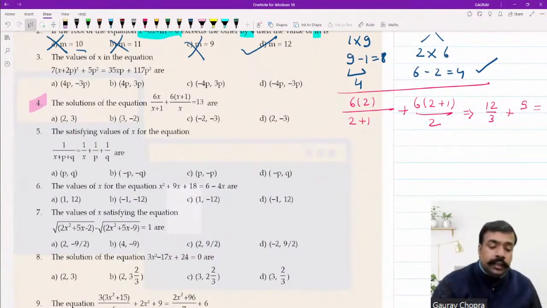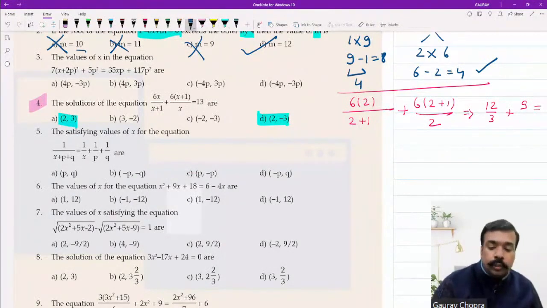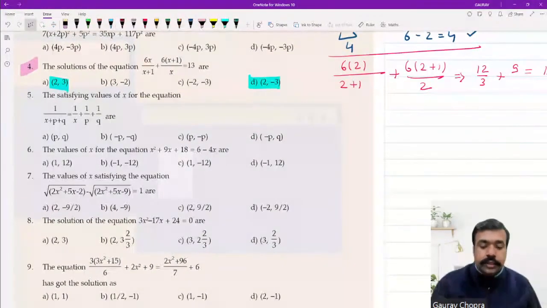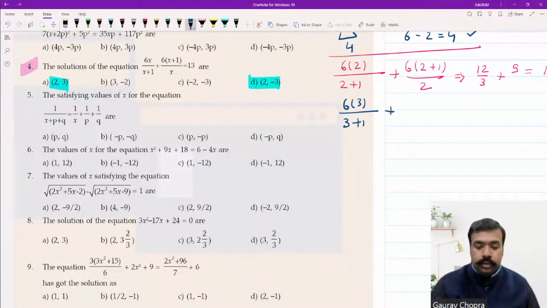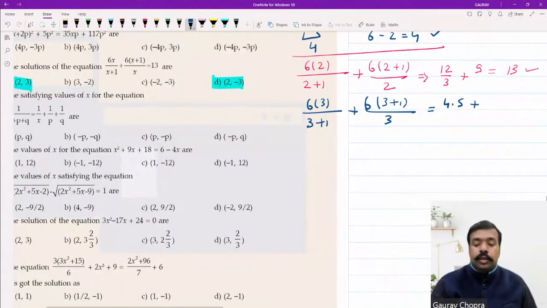Either 3 or minus 3, because we are having two options with 3. One is 3, another one is minus 3. So let us check with 3 first. That is, we are checking option number A only. So 6 into 3 upon 3 plus 1 plus 6 into again 3 plus 1 divided by 3. So now what will come? 18 upon 4. 18 upon 4 is how much? 4.5.